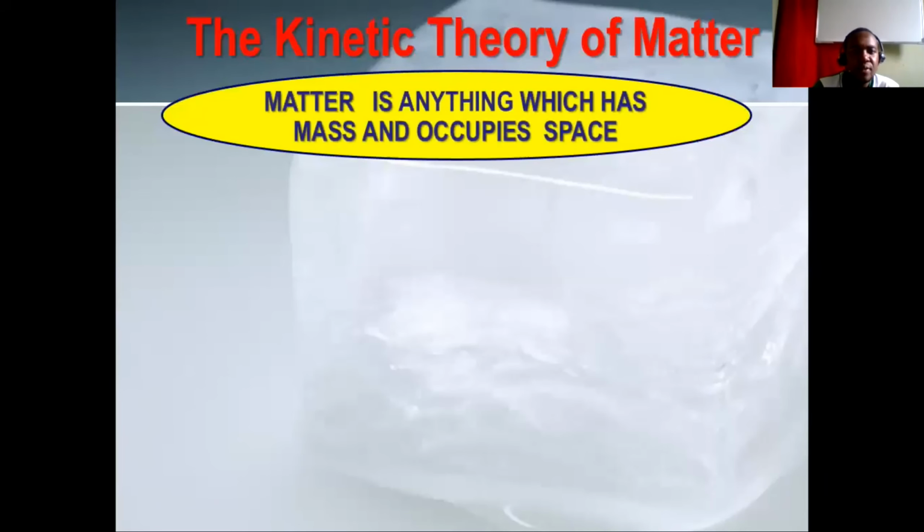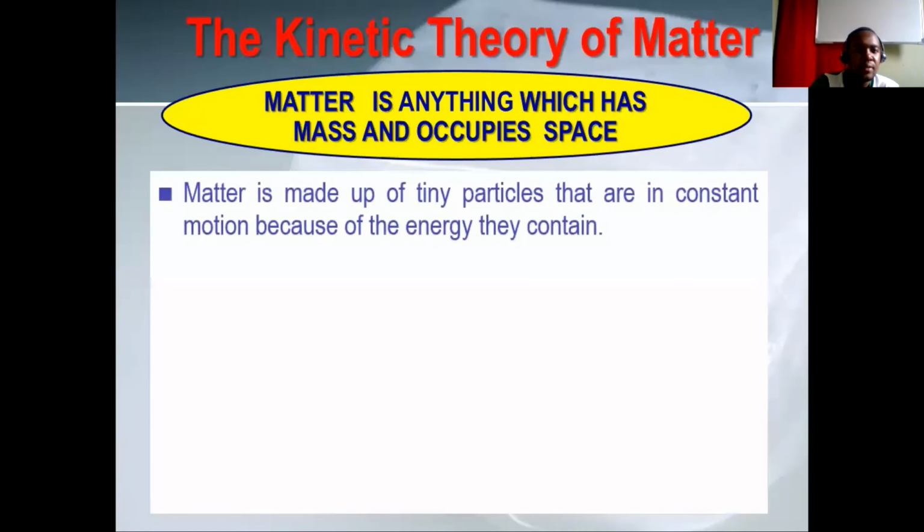All right, so the first thing that we're going to look at is the kinetic theory of matter. Kinetic, we know, comes from moving, right? So it's basically a theory that tells us how particles of matter move. The first thing that we note is that matter is made up of tiny particles that are in constant motion because of the energy that they contain.